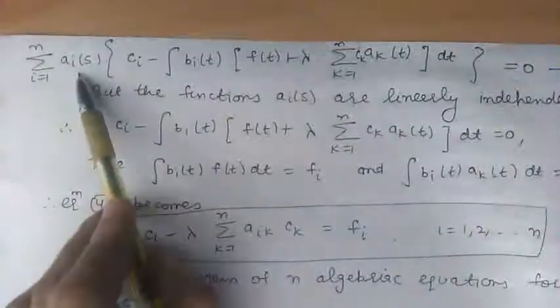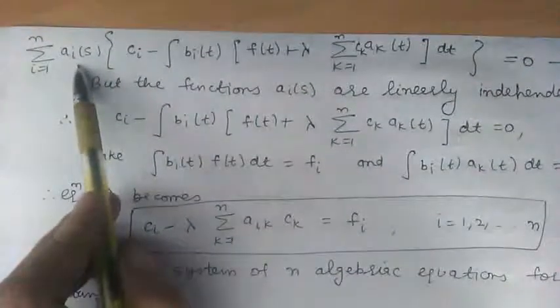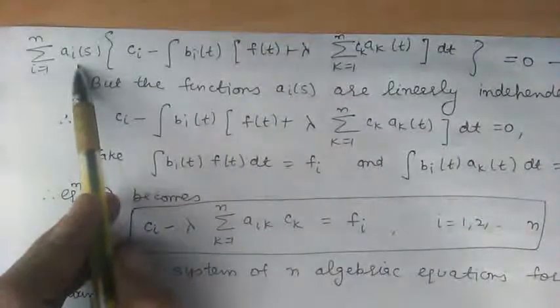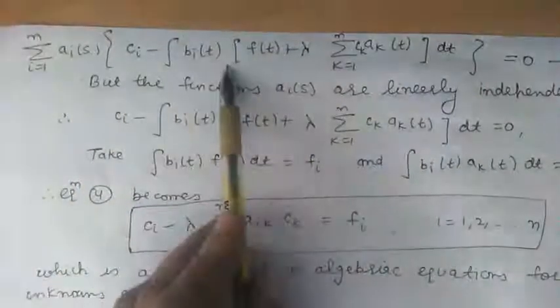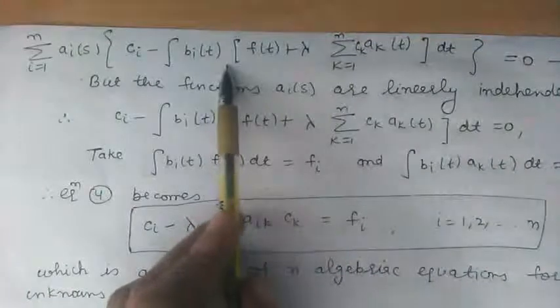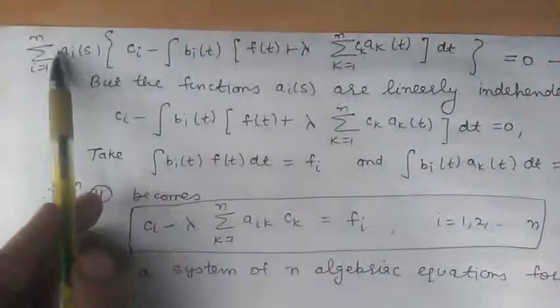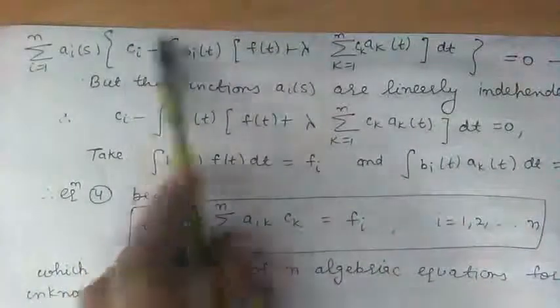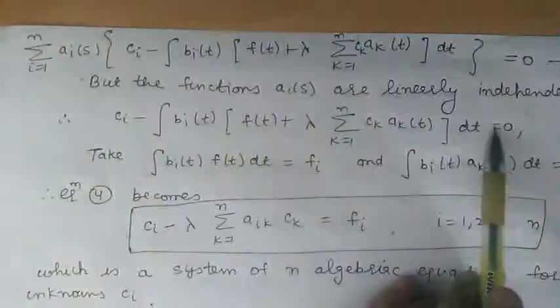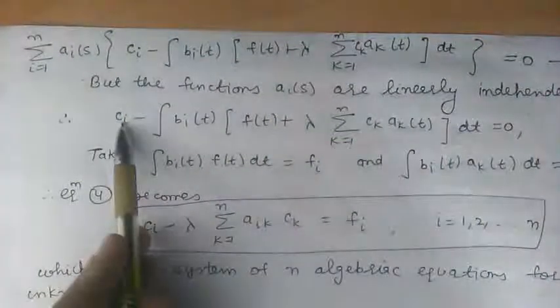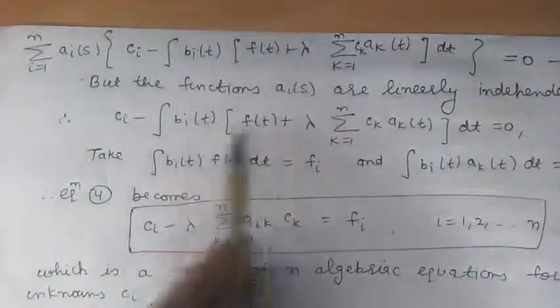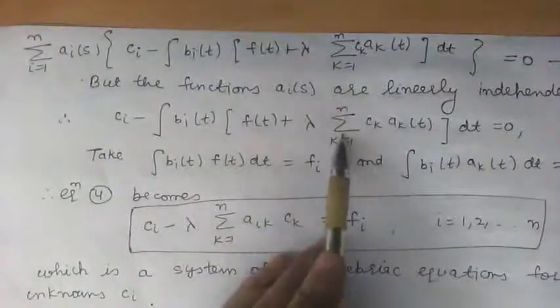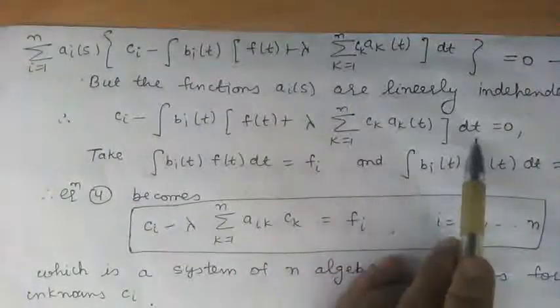Now we have already taken the functions ai(s) as linearly independent functions. So by the definition of linearly independent functions, if a linear combination is equal to 0, then the coefficients in that linear combination are 0. So the coefficients of the functions ai(s) in this equation will be 0. Taking this coefficient equal to 0, we get the equation ci minus integral bi(t) (f(t) + lambda summation ck ak(t)) dt = 0.